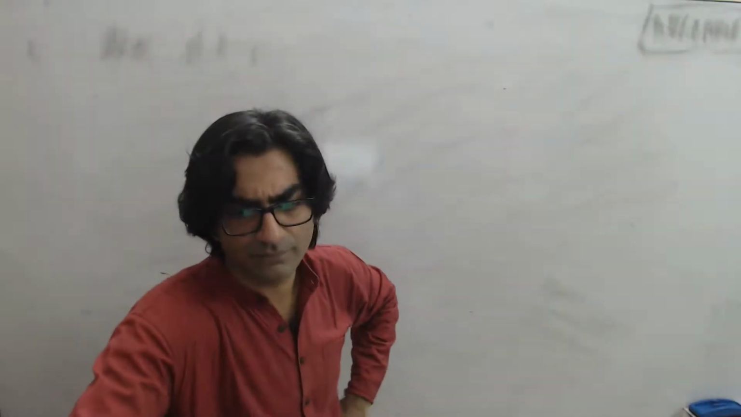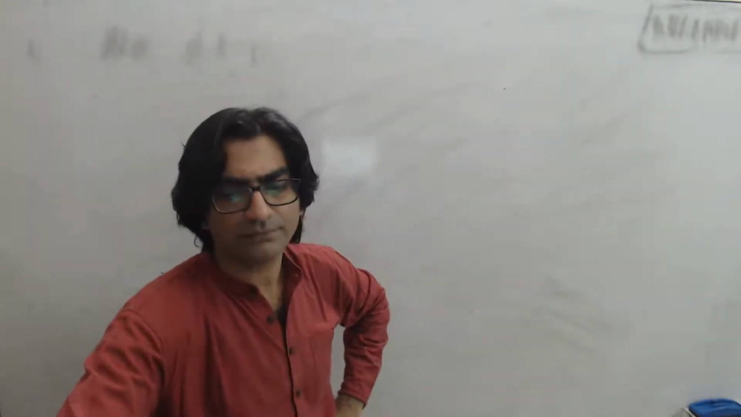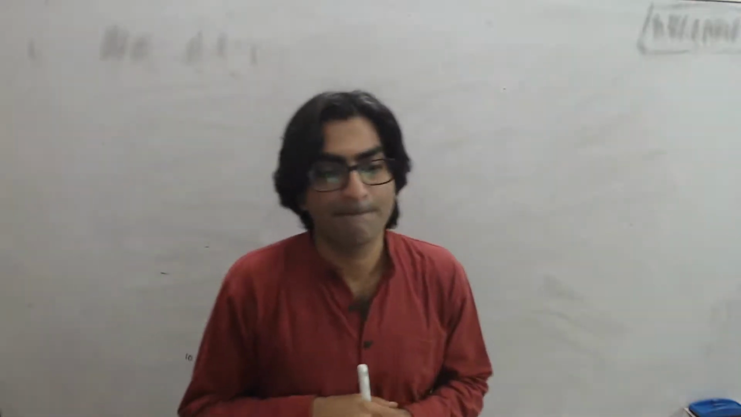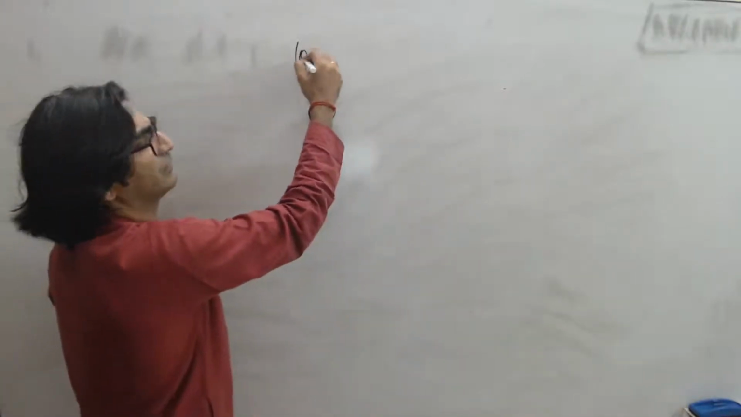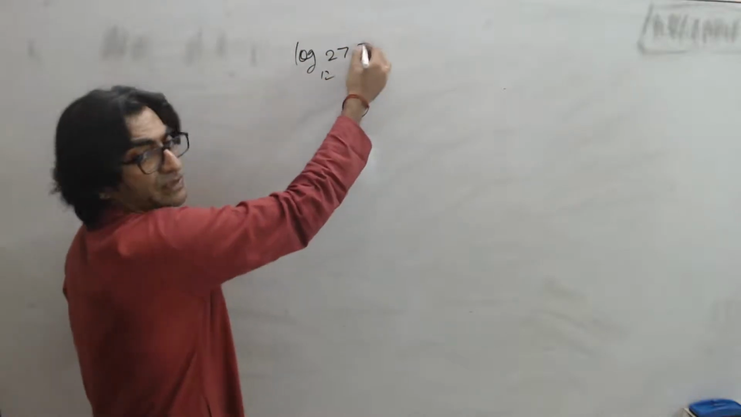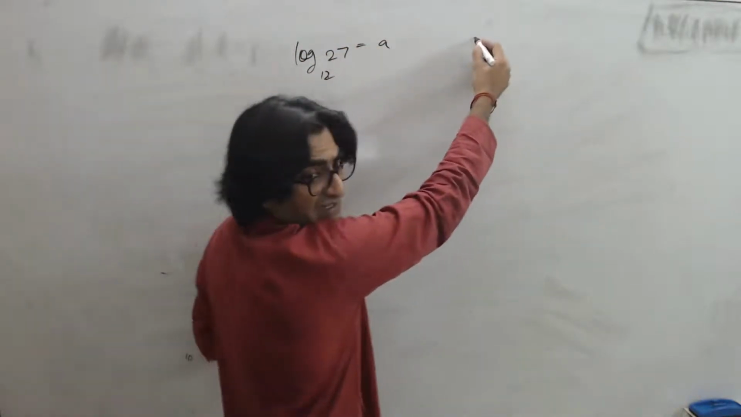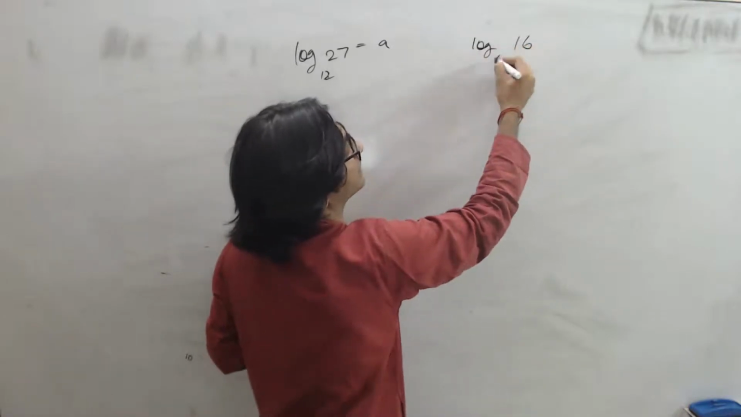Okay. Right. So, okay, I have one person saying B, another saying D. Seems to be some confusion on this one. So, here's how I think about this question, right? Log of 27 in the base 12 is given to me as A, and the question says find the value of log of 16 in the base 6, right?